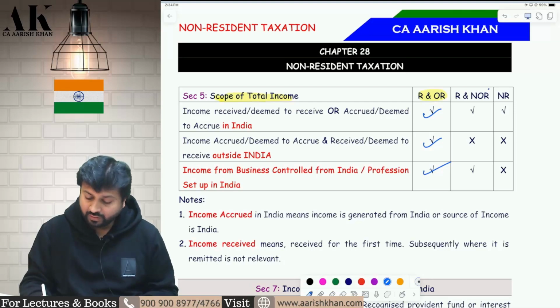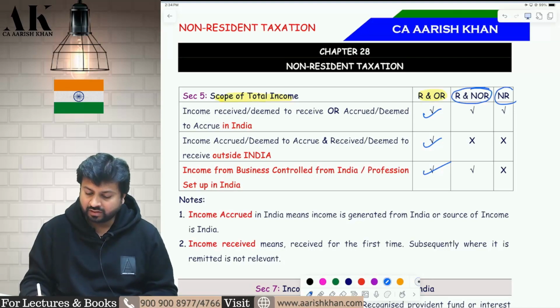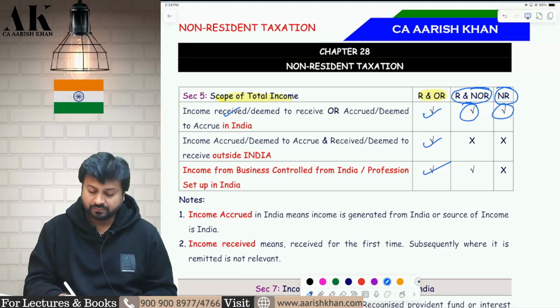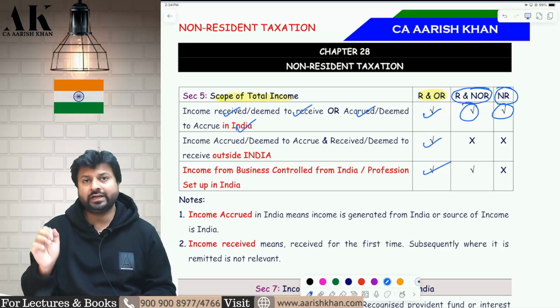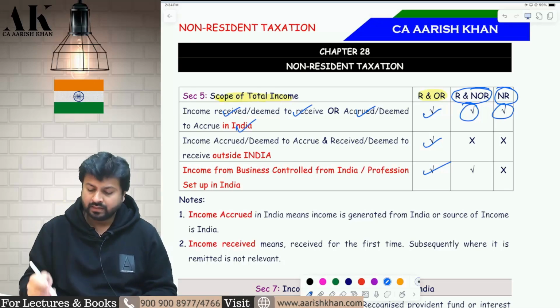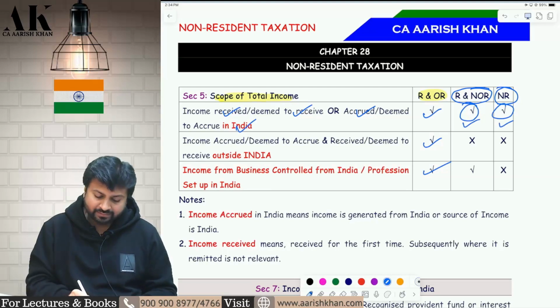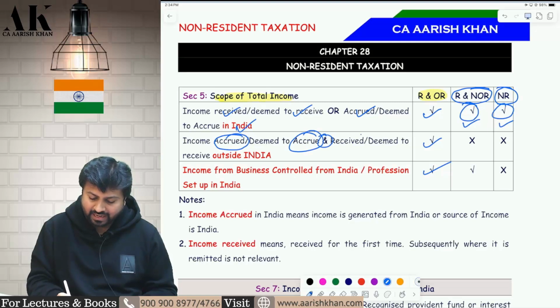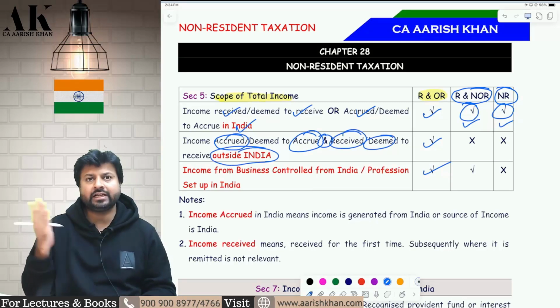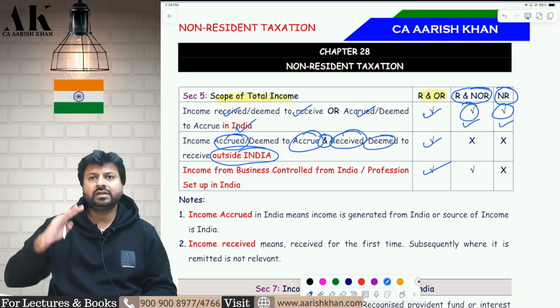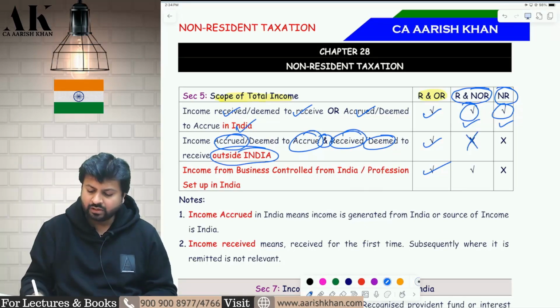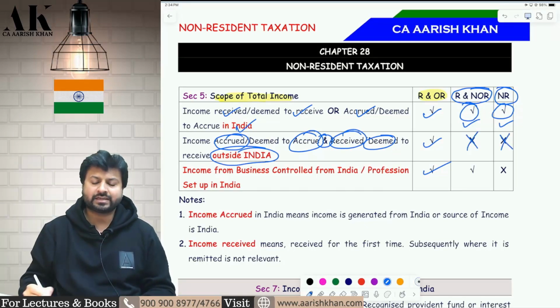But if you are a not ordinary resident or if you are a non-resident, then you will be taxable only if the income is received in India or deemed to be received in India, or accrued in India, or deemed to accrue in India. There has to be some relation with India. Then only a not ordinary resident and non-resident will pay tax. If the income is accrued or deemed to accrue and received or deemed to be received, everything is outside India. It is accrued outside India. It is received outside India. Then NOR and NR, both of them are not going to pay tax.